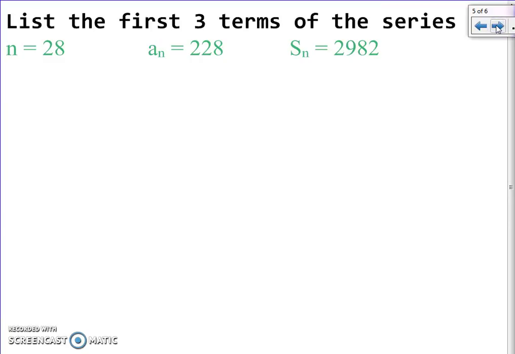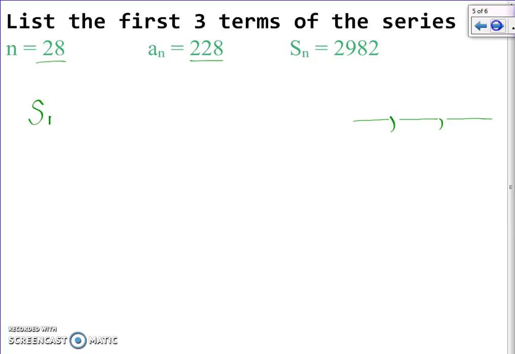All right, let's try this one. List the first 3 terms of the series. Okay, so we need to figure out what the first, second, and third number in the list would be. So they've given us some information. We know the sum of the entire list. We know that there's 28 numbers and that the last number is 228.